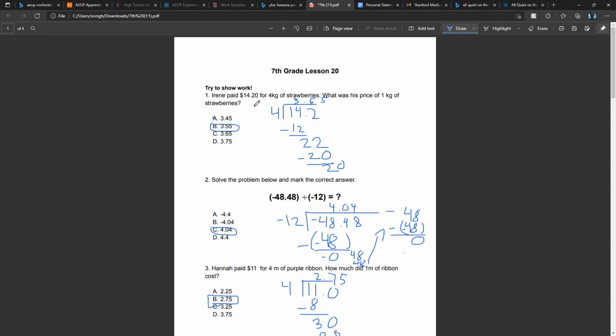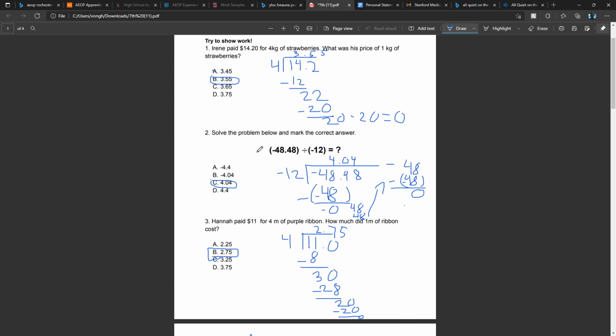All we have to do is divide 14.20 by 4 kilograms in order to find the price of 1 kilogram. When you do that, you should get this work right here, because 4 goes into 14 3 times, and then 4 goes into 22 5 times, and 4 goes into 20 5 times again, and then you get a remainder of 0. So you get 3.55, and that's the answer.